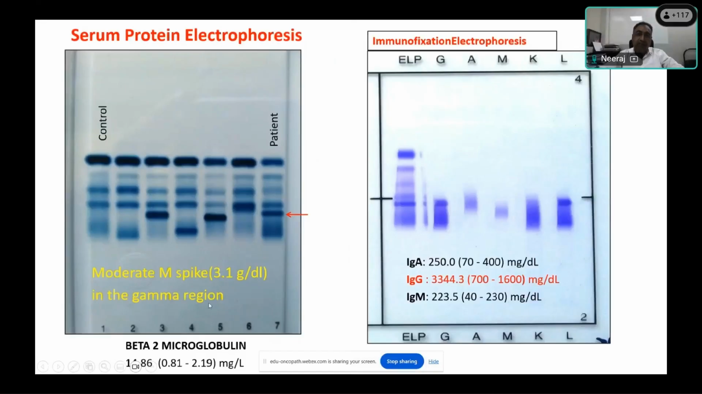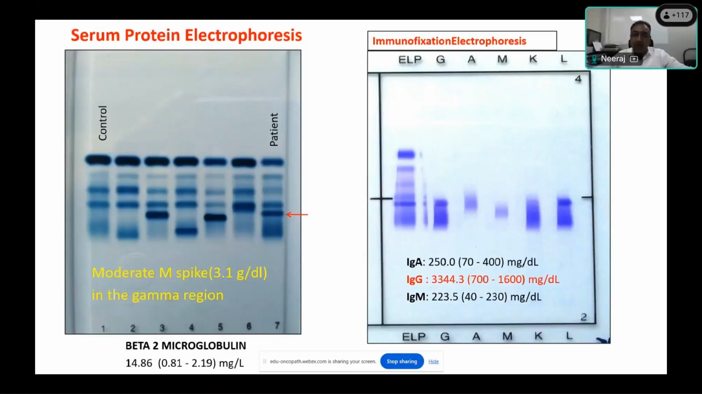There was a moderate M spike of 3.1 grams in the gamma region. On immunofixation, it was IgG. So IgG was very high, and this was entirely missed out. Usually whenever Hodgkin is there, the bone marrow shows some plasma cells. These are predominantly reactive plasma cells, and we tend to ignore them and leave it like that. We do not characterize them in a staging scenario.